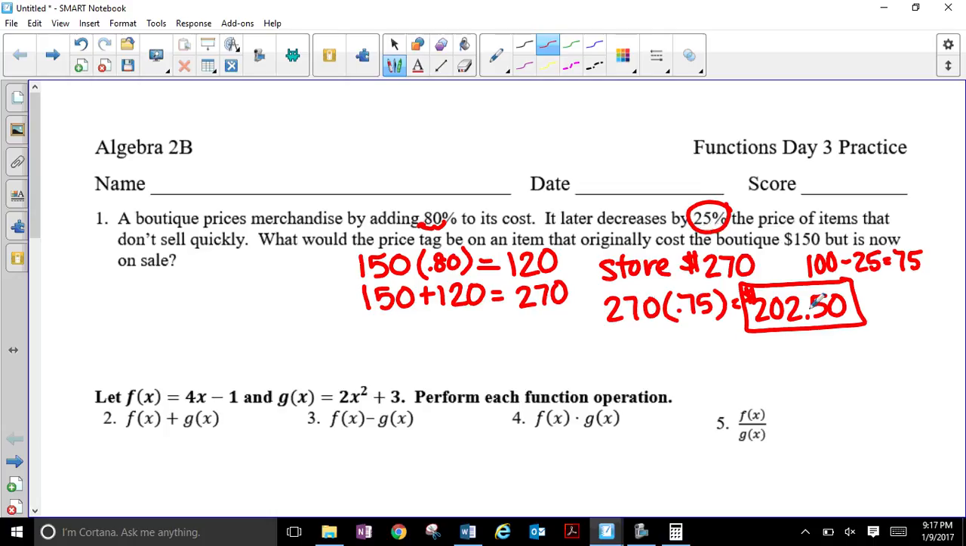But like I said, if you would have done 270 times 0.25, you would have gotten an answer. And then if you took that answer and subtracted that from 270, you would have gotten this 202.50. So there's more than one way to approach a lot of these problems. Okay? So the boxed answer there is the answer after they marked it up 80% and got 270, and then it's on sale for 25% off.